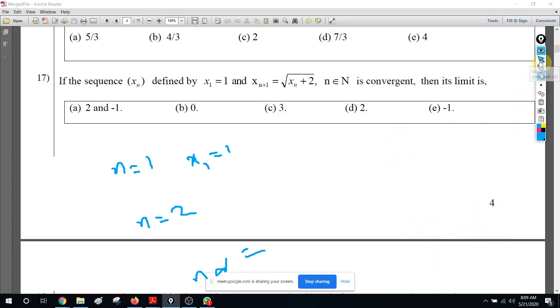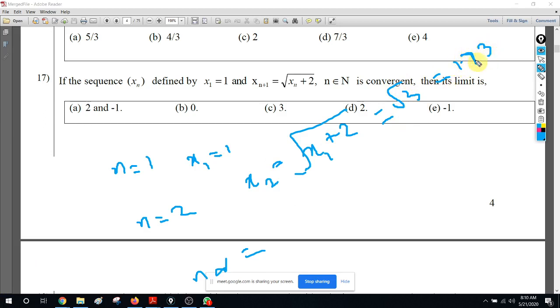So these questions are very easy. Let's see now n equal to 2, what is the value of x2? x1 is given, therefore we don't use this one. Now n equal 1, we put it into this formula. That means 1 plus 1 is x2, which is equal to the square root of (x1 plus 2). We know that x1 is 1, therefore this is the square root of 1 plus 2, which is root 3. And we know that roughly root 3 is something like 1.73. That you have to remember actually.